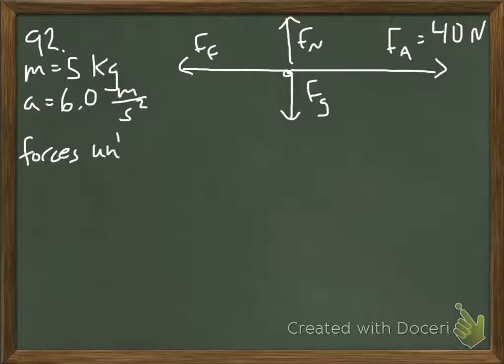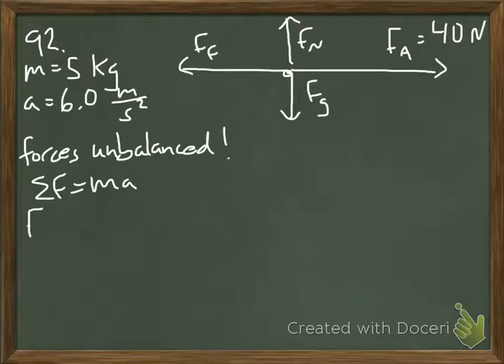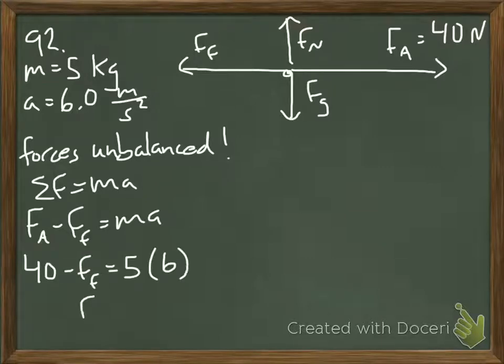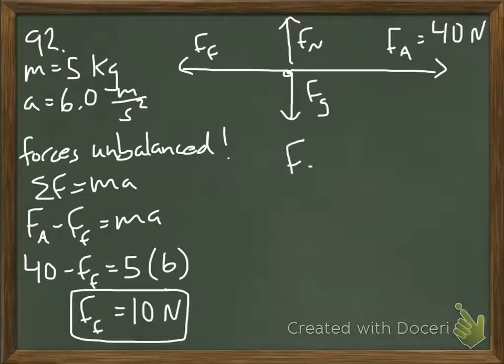So that means that there must be some sort of net force acting on the system, which means that we can use Newton's second law. The sum of the forces is equal to mass times acceleration. The sum of the forces is the force to the right minus the force to the left equals mass times acceleration. We can plug in some numbers here. We know the force to the right minus the force of friction must equal mass times acceleration, which are both given. So then we can calculate the force of friction.